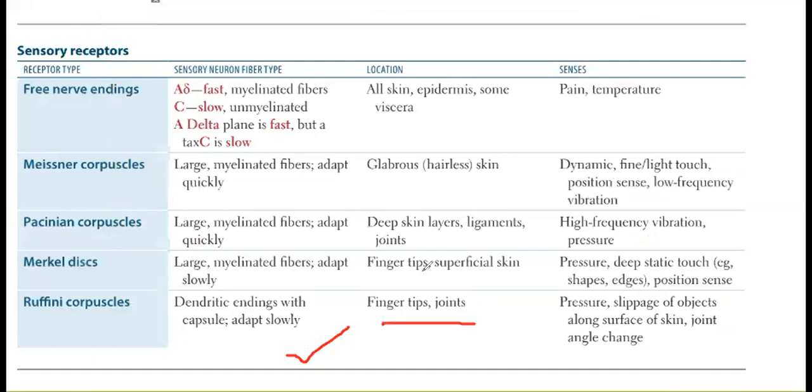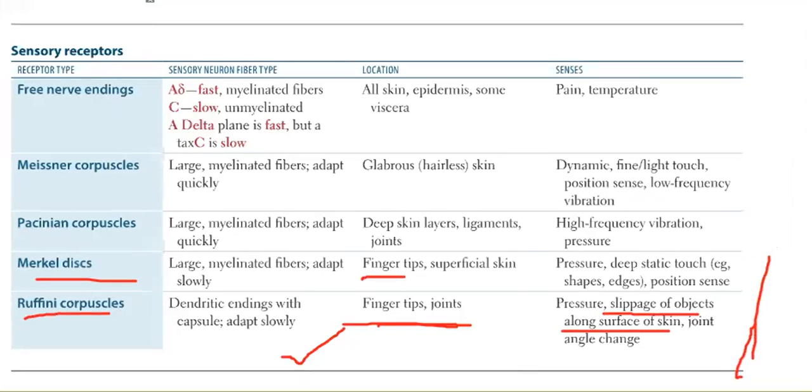This is the location you need to remember for both of them. If you're talking about fingertips and a faster conduction, we're talking about Merkel disc. If we're talking about fingertips and a slower conduction, we're talking about Ruffini. Now, slippage of objects along the surface of skin is the dragging sensation. When you have a fine touch, you will withdraw your hand quickly. But when something is being dragged on your skin, even your own finger, you will not pull your hand back quickly. This is asked in MCQs.